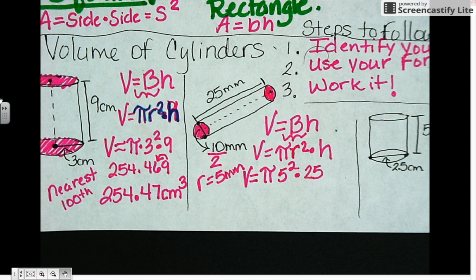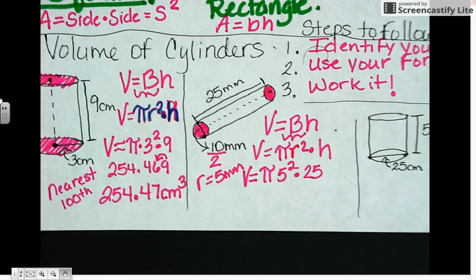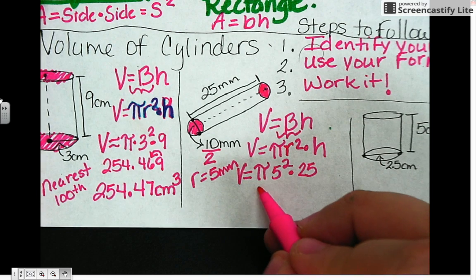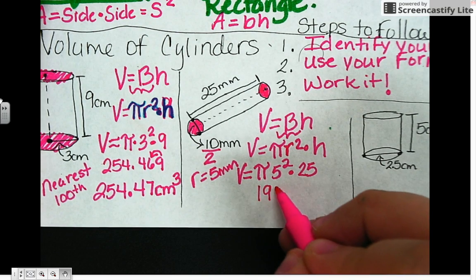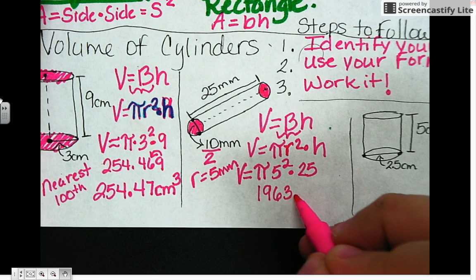So we should have pi times, oops, sorry, I'm on the calculator on the side so I can go faster. 5 times 5, pi times 5 squared times the height, which is 25. I know you're yelling at me already, but nobody's here to tell me. So I got a final answer of 1,963.5.